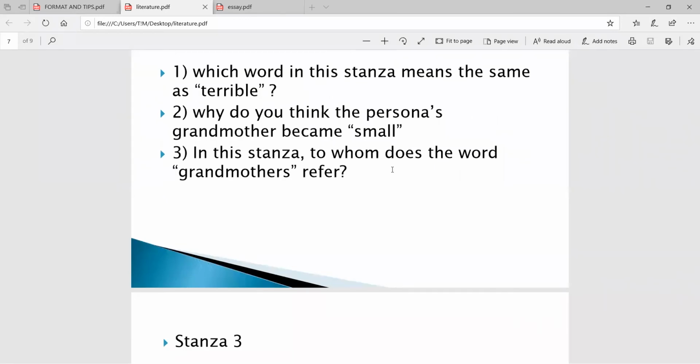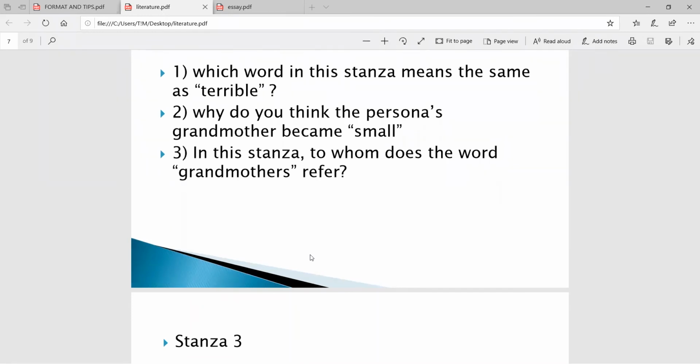Why do you think the persona's grandmother became small? Okay, now this is for stanza 2. Yes, very good. Her back is hunched. The grandmother becomes old and her back was hunched. And number 3, in this stanza, to whom does the word grandmothers refer? It refers to the persona's photograph.